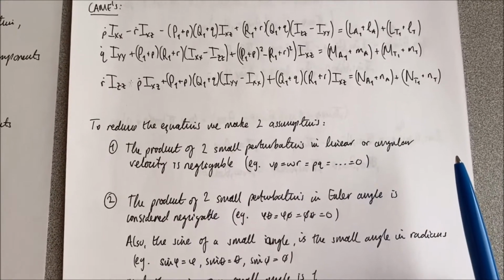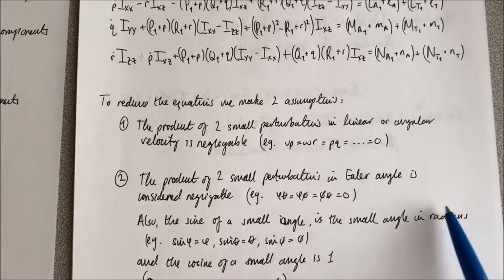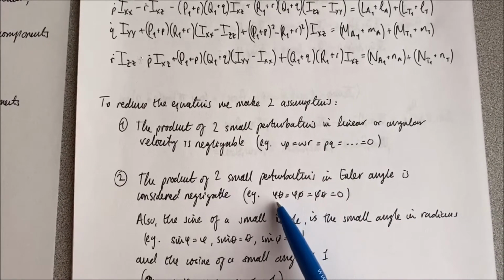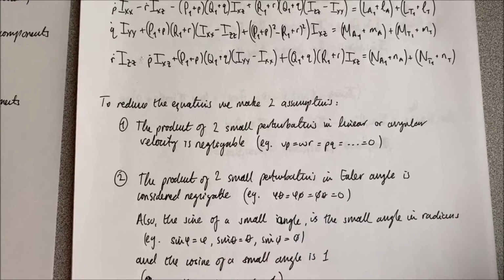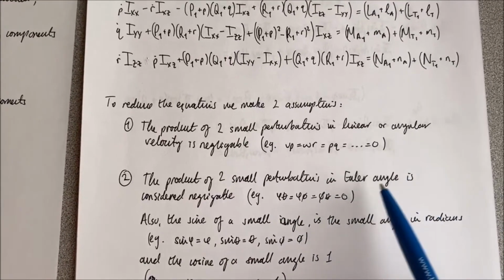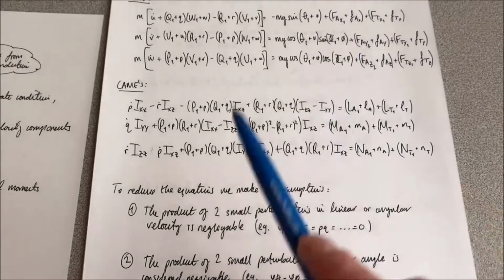The next thing we can do is a similar thing for the Euler angles. So we assume that the product of two of these small perturbations in Euler angle is also negligibly small, and we're going to equate those to 0 in order to reduce this thing.